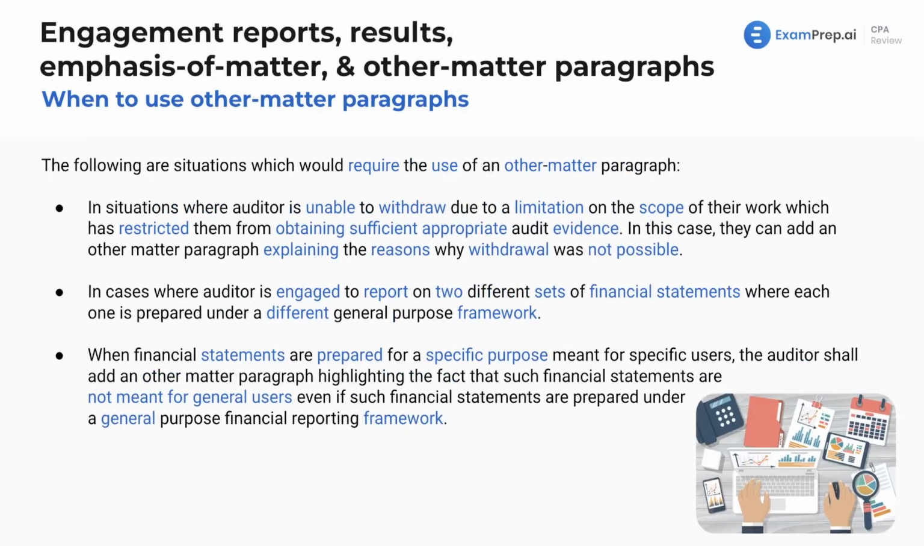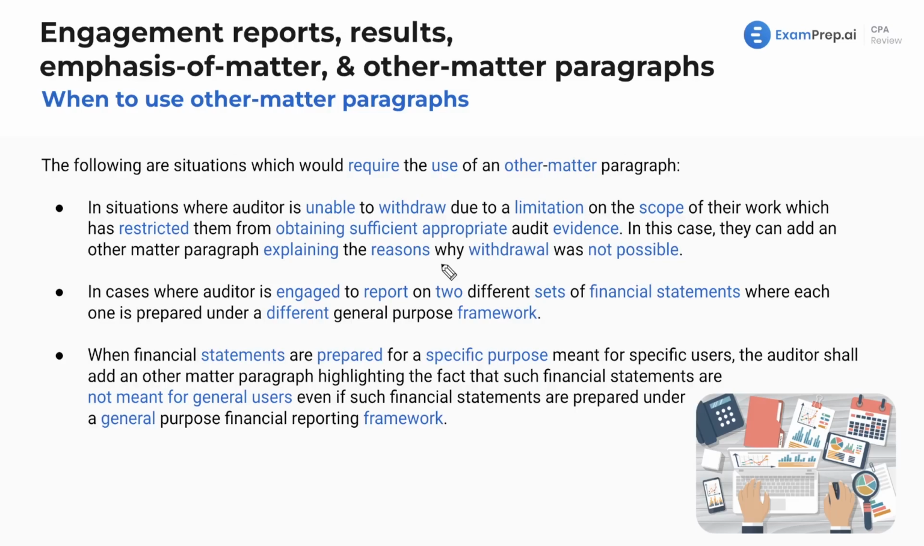We decided to include a few more examples because we know we love examples throughout the course. Examples are the way we learn. Here we go. More situations that require the use of an other matter paragraph. In situations where the auditor is unable to withdraw due to a limitation on the scope of their work, which has restricted them from obtaining sufficient appropriate audit evidence. Now, in this case, they can add an other matter paragraph explaining the reasons why the withdrawal was not possible.